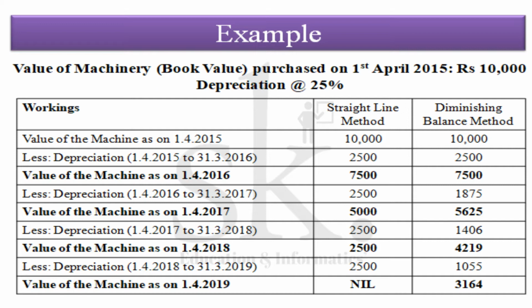Since the machinery was purchased on 1st of April 2015, for the first year we find the depreciation amount of 2,500 is the same for both methods. It is calculated on 10,000 at the rate of 25%. So the value of the machinery as on 1/4/2016, that is next year, is 7,500 under both methods. Now here comes the difference. Under the straight line method, the amount of depreciation remains fixed. So every year, irrespective of whatever the WDV is, the depreciation amount will be 2,500.